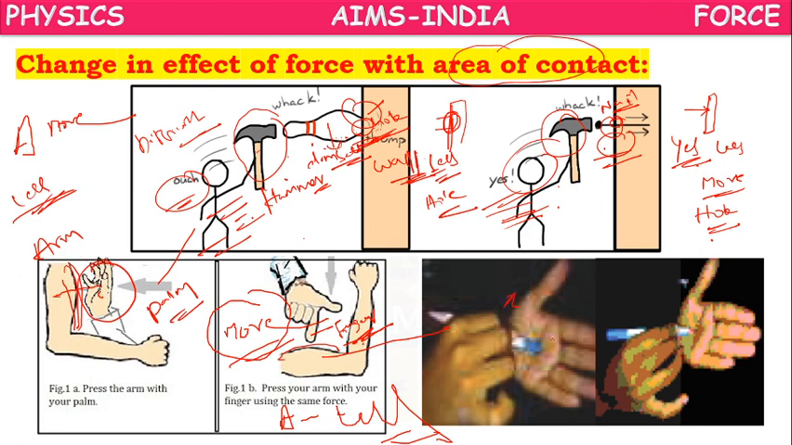So next, when you press on your palm with the sharp end of the pen, or with the blunt backside of the pen or pencil, if you try to push your palm from the back side, you experience less force. From the front side, you experience more force. Because on the front side, the area of contact is less, so force is more. On the back side, the area of contact is more, so force is less.